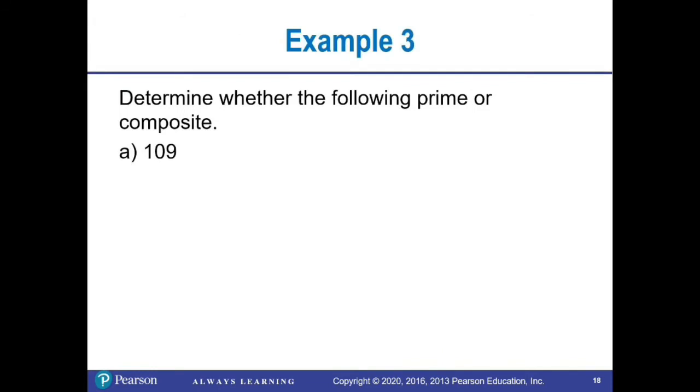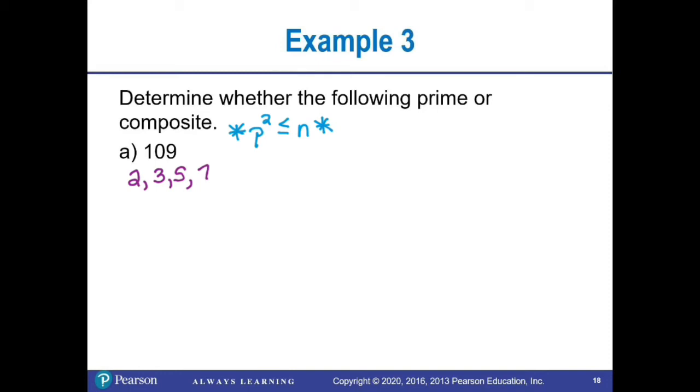So let's look at 109. Now remember, I want to think about all the prime numbers such that P squared is less than or equal to n, or in this case, less than or equal to 109. Now 2 is my first prime number. 2 squared is 4. That's less than or equal to 109. My next prime number is 3. 3 squared is 9. That's less than 109. 4 is not prime. My next prime number is 5. 5 squared is less than or equal to 109. 6 is not prime. 7 is prime. 7 squared is 49. That's less than or equal to 109.